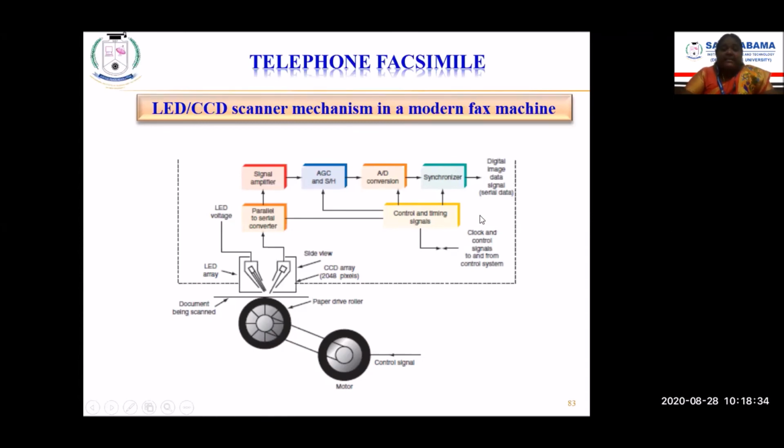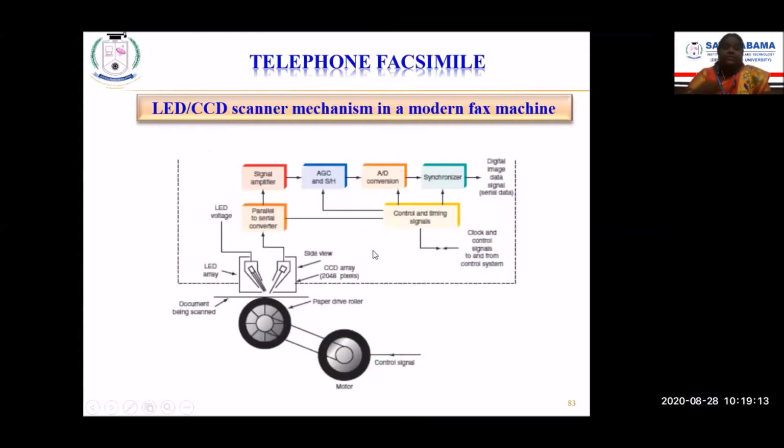Serial data will be there, and there will be clock signals that will have control over all the systems functioning here. Okay, so this is how the scanning process is done with the help of LEDs and the CCDs. The LEDs, light emitting diodes, provide the light source. They convert the voltage information to light information, whereas the CCDs, the charge coupled devices or photocells, convert the light information to voltage information. With the help of this, the scanning mechanism happens in the telephone facsimile.